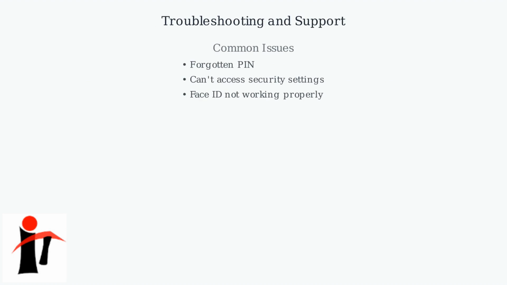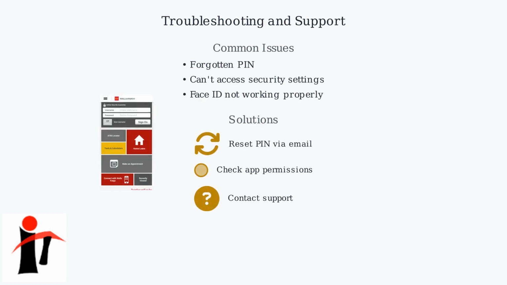If you run into problems while managing your authentication settings, don't worry. Common issues include forgetting your PIN, being unable to access the security menu, or Face ID not functioning as expected. For forgotten PINs, use the reset option that sends a code to your registered email. If settings are inaccessible, check that the app has proper device permissions. Contact Wells Fargo support for personalized help.